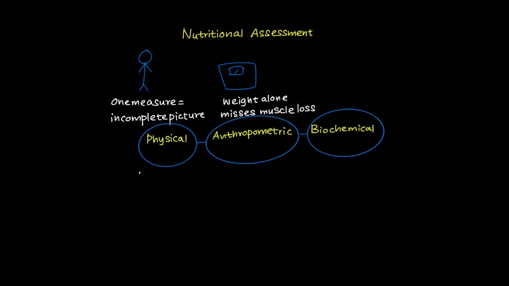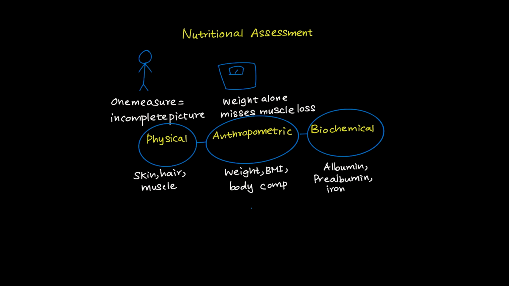The answer is to pull together three different lenses at once: physical appearance, anthropometric data like weight and body composition, and biochemical markers such as albumin, prealbumin, and iron studies. Each lens catches something the others miss. Physical exam shows hair, skin, and muscle changes. Anthropometrics give you measurable trends. Lab values reveal hidden protein and micronutrient problems. Put together, they form a complete clinical snapshot that guides a real care plan.